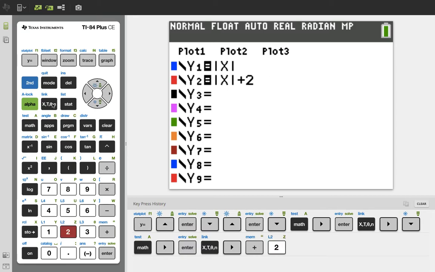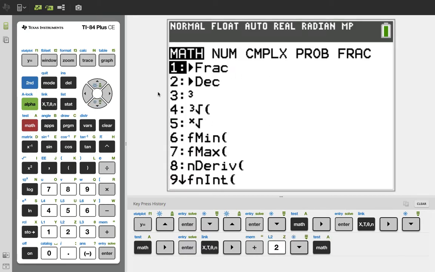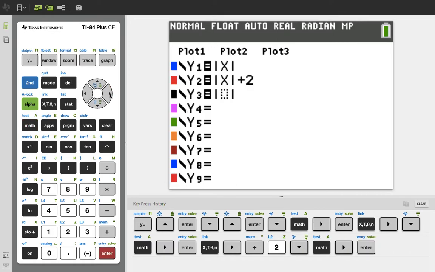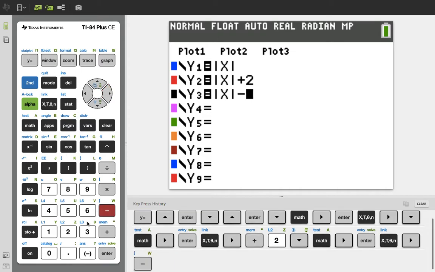plus 2, and I want to graph the absolute value of X minus 3. Now I'm sure you can make a guess as to what you think this is going to look like on your graph, and I suggest that you do that before you look at the graph. Make a guess about what you think this is going to look like. But I'm going to go ahead now and graph this. So I'm going to hit graph here.